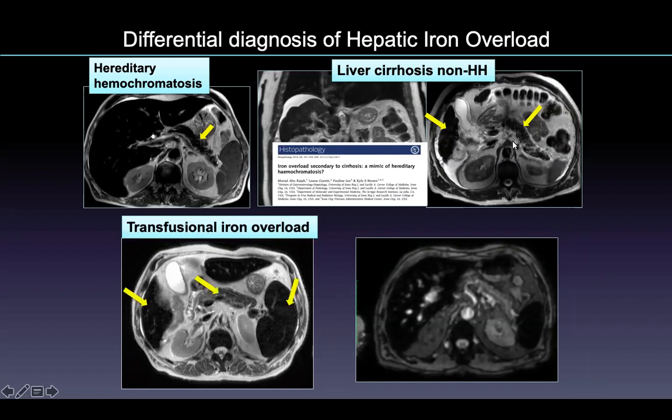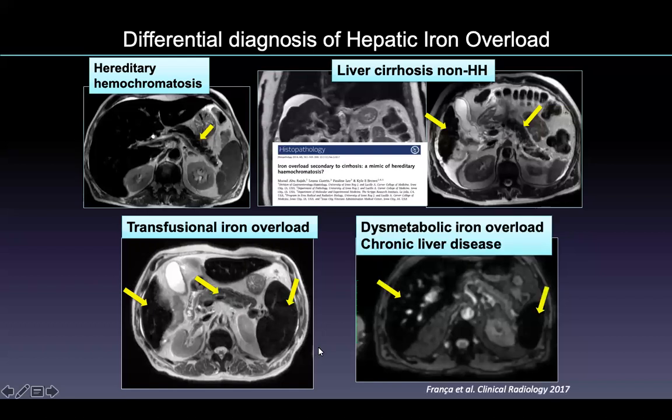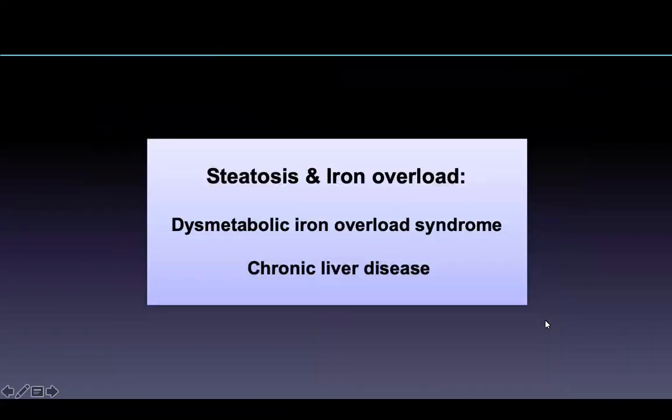Then in transfusional iron overload, usually we have iron in the reticuloendothelial system, so we will have a low signal intensity in the liver, but also in the spleen, the bone marrow, and we can also have it in the pancreas. Whereas in the dysmetabolic iron overload and chronic liver disease scenario, we can have iron only in the liver, but we can also have iron in the reticuloendothelial system, in the liver and also in the spleen.